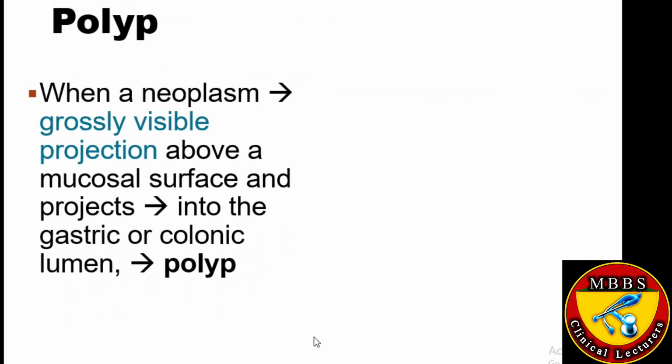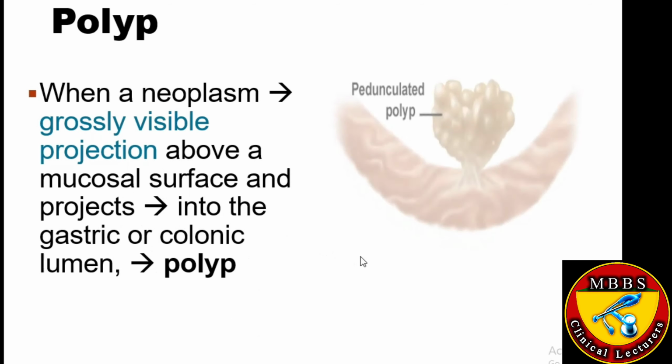A polyp is a neoplasm that has a grossly visible projection into the lumen above any mucosal surface. A polyp can be found anywhere, but usually they are found within hollow organs like the GIT, the respiratory tract, or the cervix, etc. So any grossly visible projection above the mucosal surface that projects into the lumen, even a gastric lumen or colonic lumen, is known as a polyp. I'll show you some pictures.